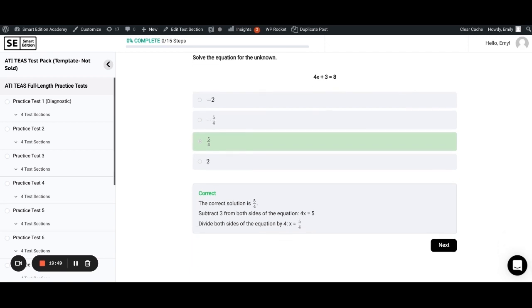So this is a very simple standard order of operations in order to solve for X. So here, in order to get the solution for the variable, you need to isolate it. So you need to subtract 3 from each side, which will leave you with 4x equals 5. And then from there, you need to divide both sides of the equation by 4, which gives you 5 over 4.